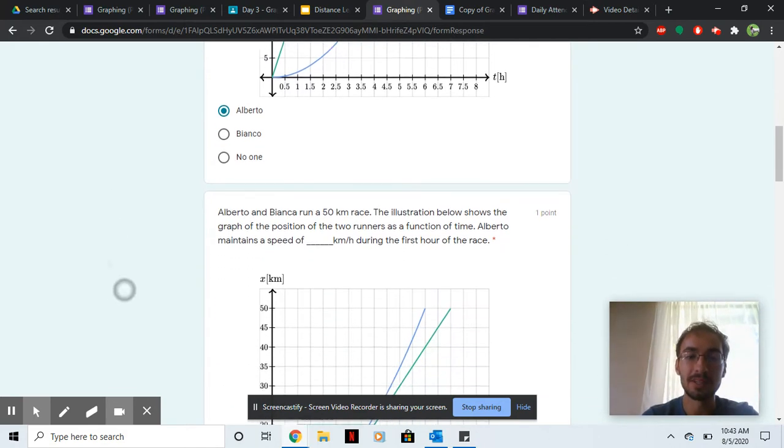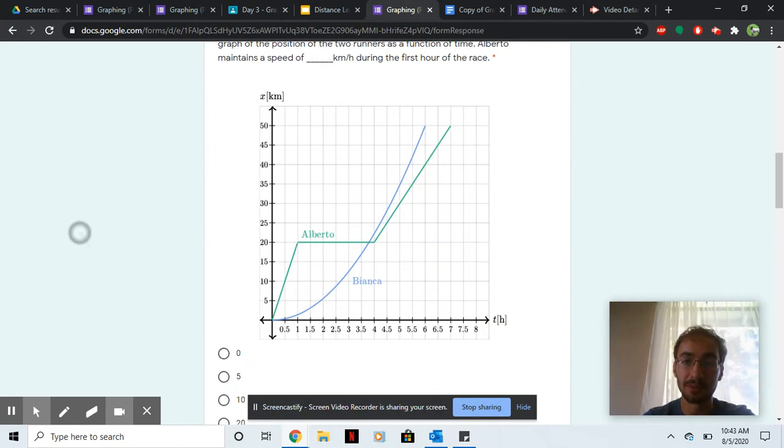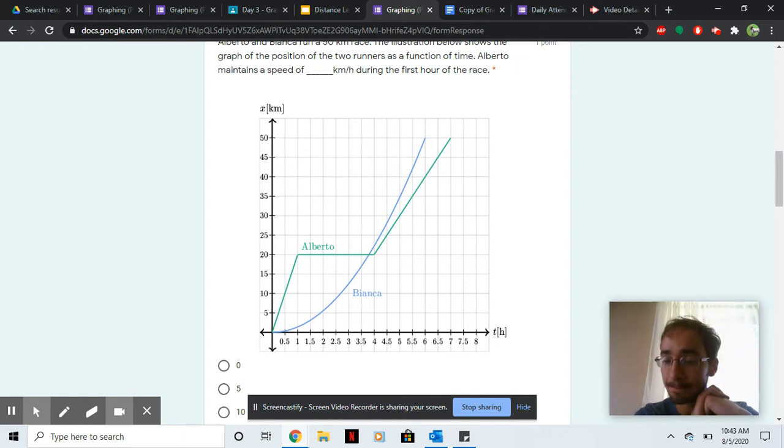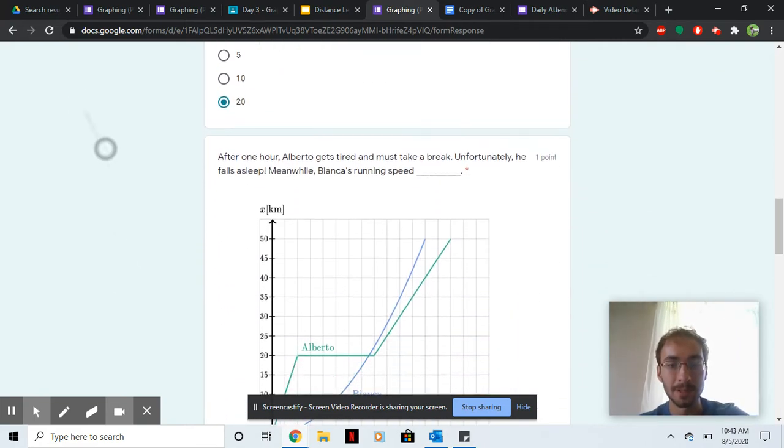Alberto maintains a speed of blank during the first hour of the race. So if you guys remember from math, you do slope. So the slope is going to be rise over run. So he did 20 kilometers in 1 hour. So it's going to be 20 over 1, 20 kilometers per hour is the speed.